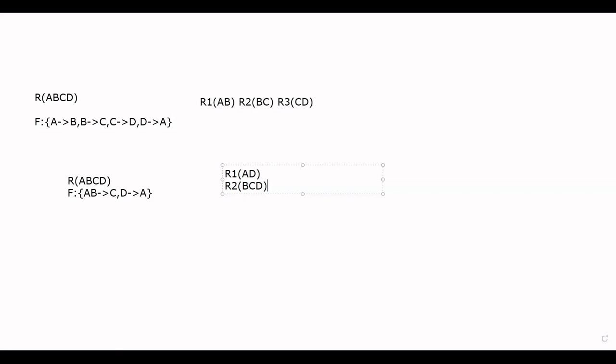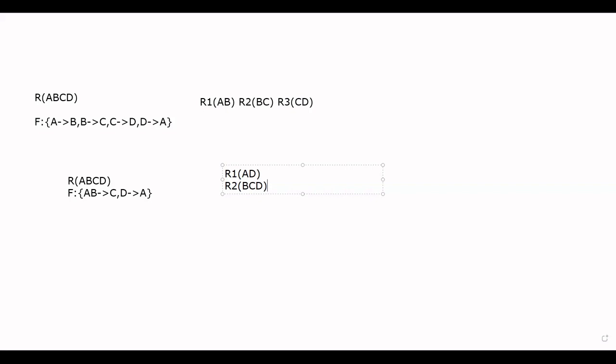It is not, right? Correct. Ma'am, I'm not able to get the answer. Actually, it is not, that's why you are not able to get it. You are not getting it right because it is not dependency preserving.